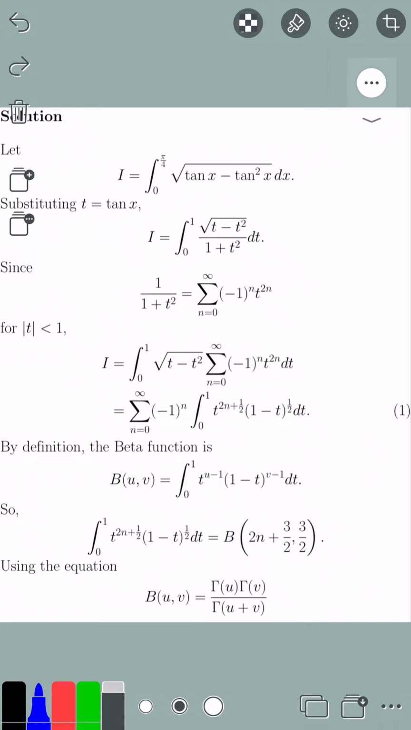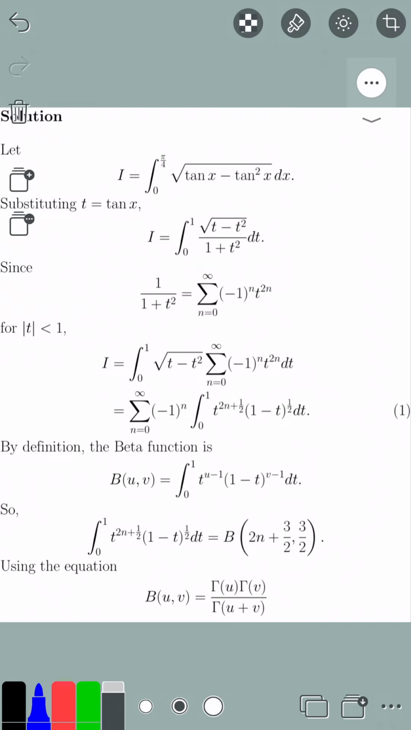After substituting t is equal to tangent of x, we get the integral I. Let the integral I be the integral from 0 to pi over 4 of the square root of tangent of x minus tangent of x squared dx. Then dx is 1 over 1 plus t squared dt. Tangent of 0 is 0, and tangent of pi over 4 is 1. So I is the integral from 0 to 1 of the square root of t minus t squared over 1 plus t squared dt.